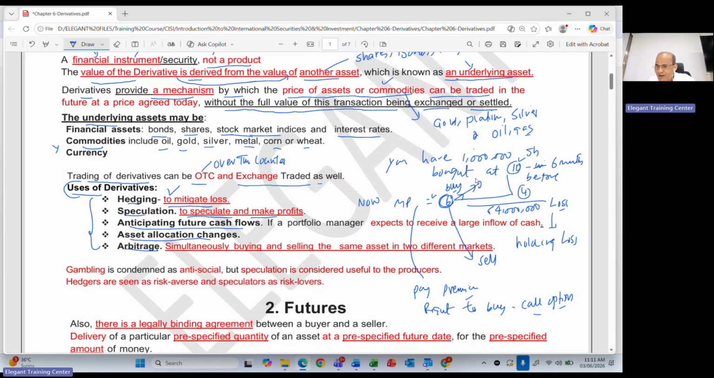Because you feel if the price goes to 7 dirhams, you can make 1 million. It's not that you are going to make 1 million profit that will mitigate your 4 million loss. So the purpose of a derivative can be to mitigate the loss. In this scenario, your purpose is to recover some of your losses. That's called hedging, right? Another example.